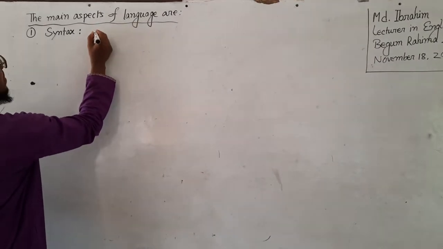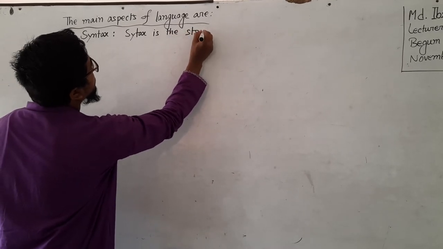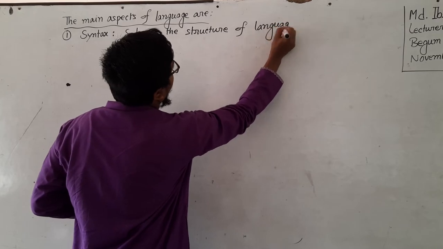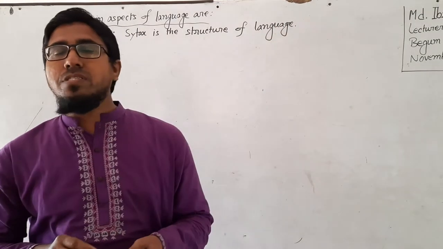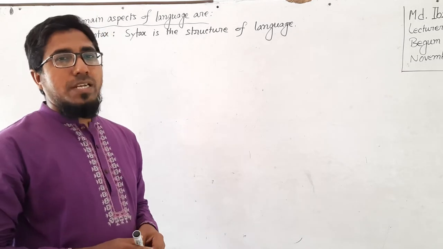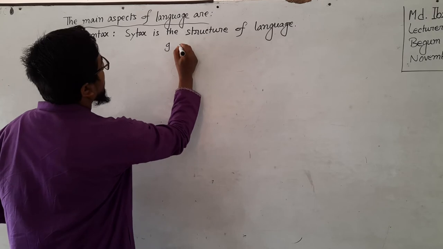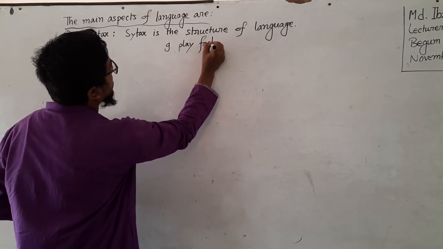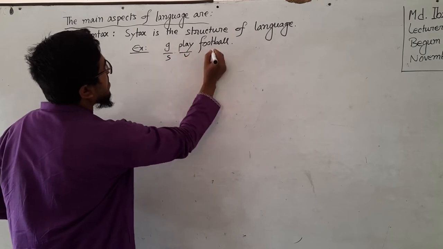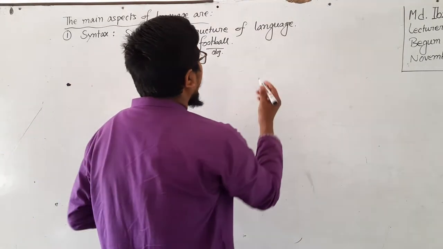Syntax is the structure of language. It determines which word goes where. In a general sentence, we follow the rules. Suppose I play football. Here I is the subject, play is the verb, football is the object. So syntax is the structure of language. Subject, verb, object.